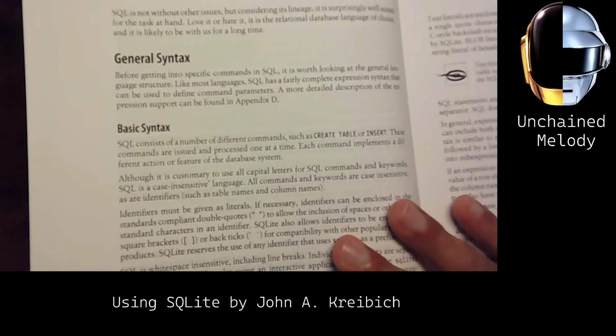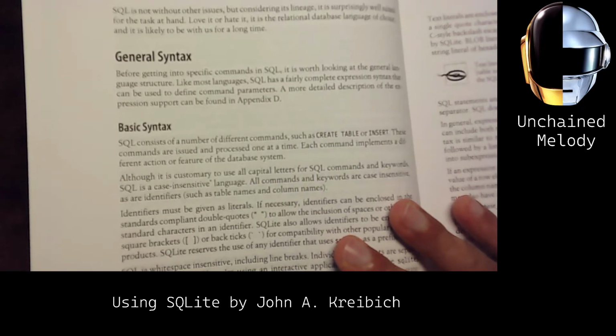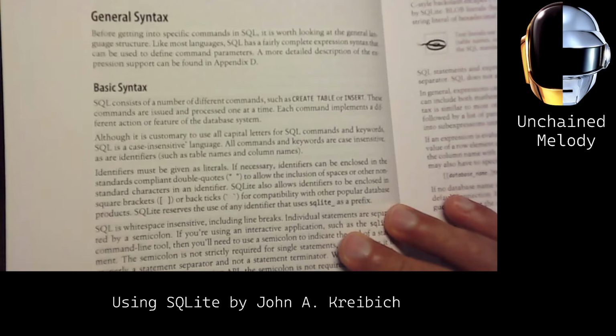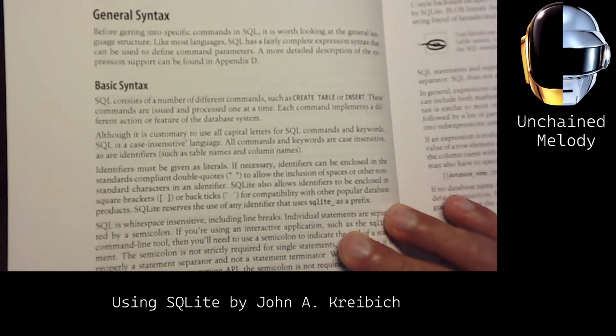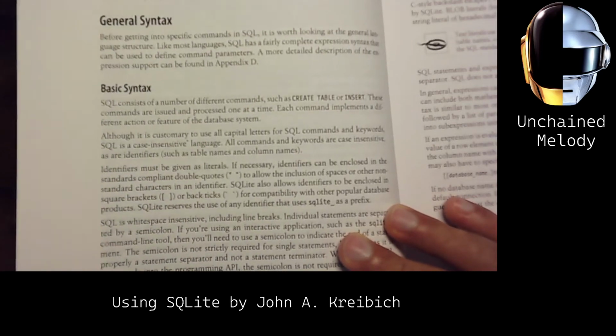Basic syntax. SQL consists of a number of different commands such as create table or insert. These commands are issued and processed one at a time. Each command implements a different action or feature of the database system. Although it is customary to use all capital letters for SQL commands and keywords, SQL is a case-insensitive language. All commands and keywords are case insensitive, as are identifiers such as table names and column names. Identifiers must be given as literals.